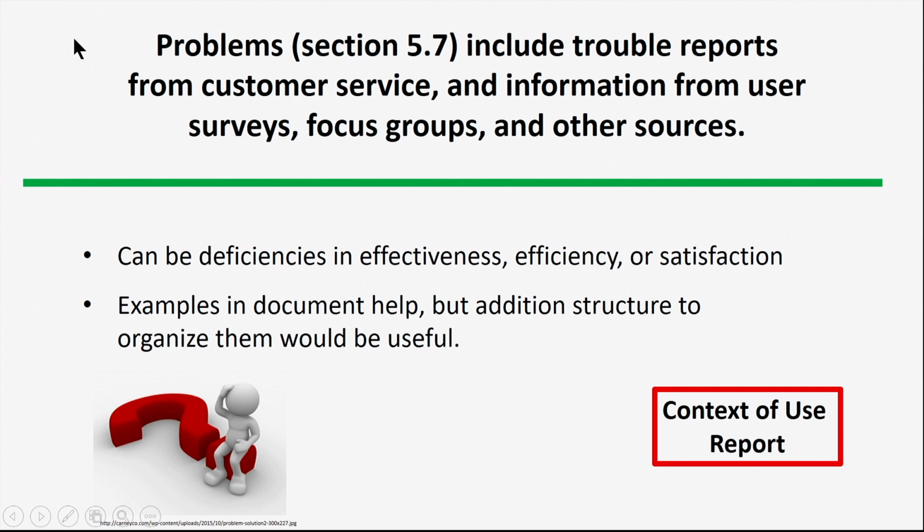Section 5.7 talks about including trouble reports. What kinds of things do we know historically are problems? Let's make sure in the context of use report that they're included.